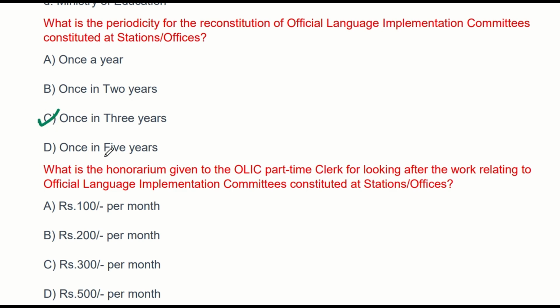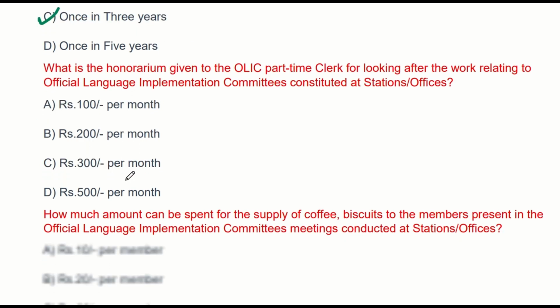Once in 3 years. What is the honorarium given to the OLIC part-time clerk for looking after the work relating to official language implementation committees constituted at stations offices? A. 100 rupees per month. B. 200 rupees per month. C. 300 rupees per month. D. 500 rupees per month. And right option is option C.